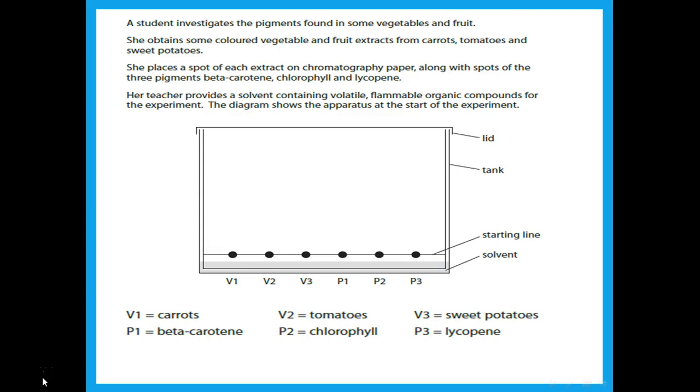So she has spots from the vegetables, V1, V2, V3, and spots from the dyes or the pigments, P1, P2, and P3. And the teacher provides a solvent containing volatile, flammable organic compound. So the solvent that she's using is volatile and flammable. What does volatile mean? Remember, volatile means evaporates easily. Flammable means catches fire easily. Okay, so the solvent is flammable and volatile. Now, can you see that she covered the tank with a lid? Can you see the lid? She's covering the tank with a lid.